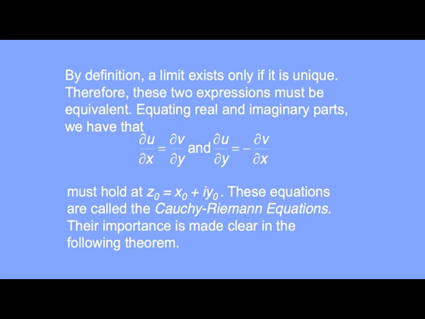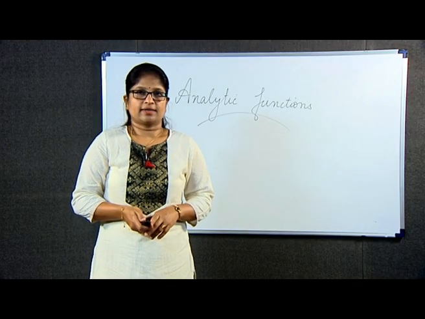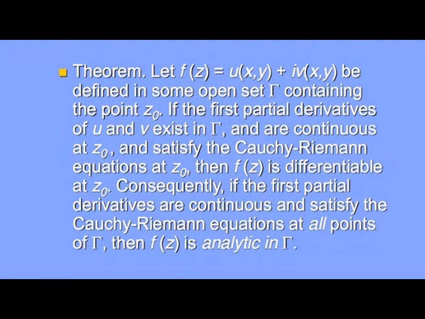Their importance is made clear in the following theorem. So, the theorem is like this. Let f of z is equal to u of x, y plus I v of x, y be defined in some open set gamma containing the point z naught. If the first partial derivatives of u and v exist in gamma and are continuous at z naught, and it also satisfies the Cauchy-Riemann equations at z naught, then f of z is differentiable at z naught.